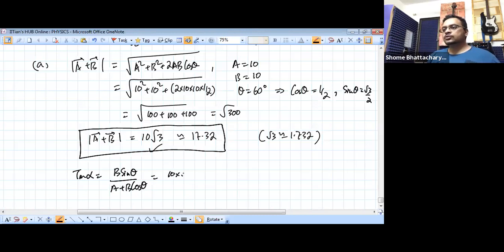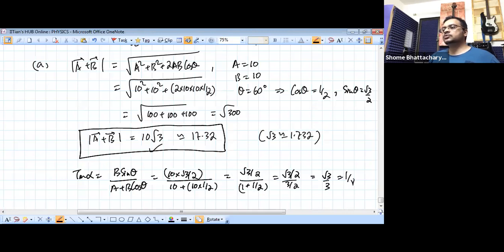So this is 10 into root 3 by 2, the numerator, divided by 10 plus 10 into half. So I can just write that as root 3 by 2 divided by 1 plus half. So that is root 3 by 2 divided by 3 by 2. So that is root 3 by 3, which is 1 by root 3.